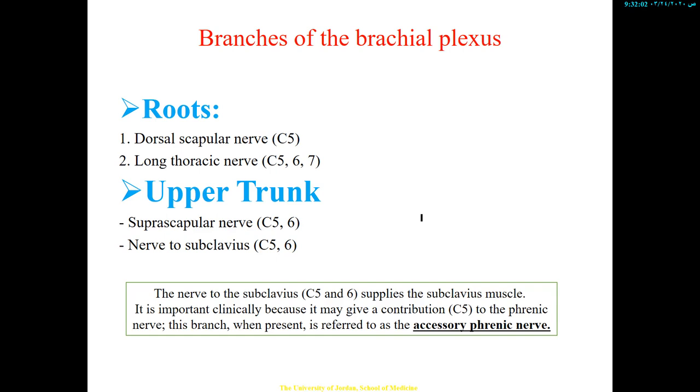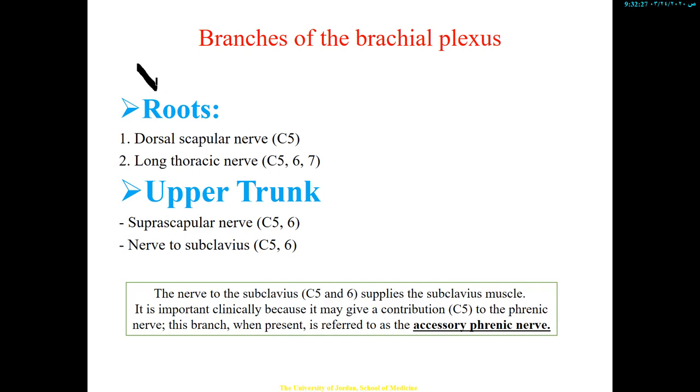The posterior cord also gives us five branches, summarized in the word ULNAR: upper subscapular, lower subscapular, and of course the nerve to latissimus dorsi, with two terminal branches, the axillary and radial nerves.